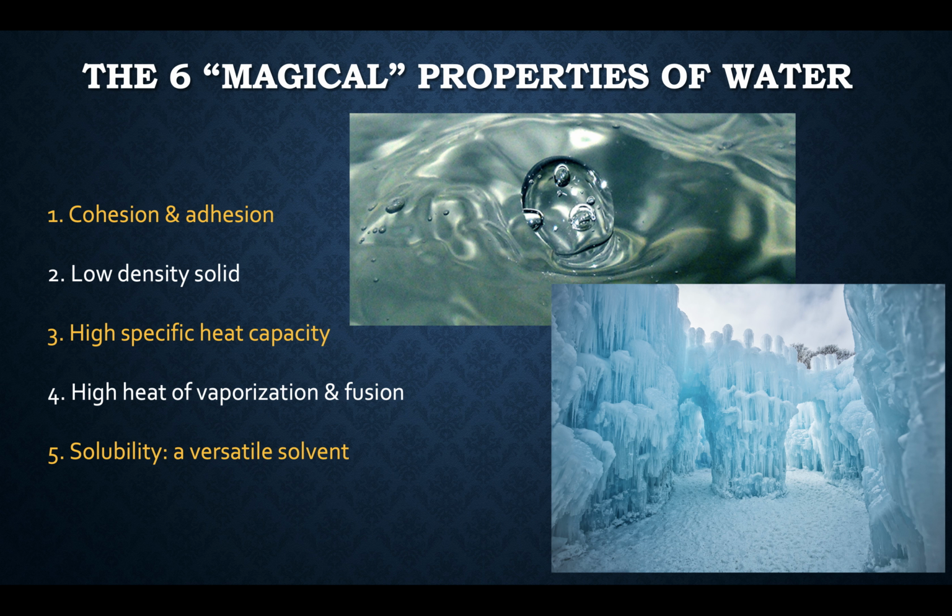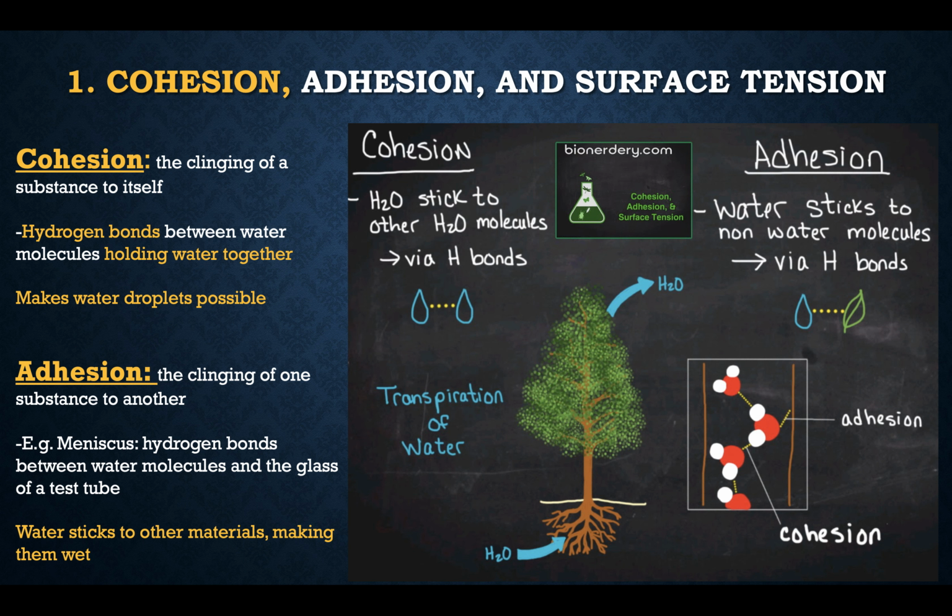Okay, so now let's look at some of these properties. What does this hydrogen bonding lead to that we would see on a macroscopic scale in nature and in our oceans? The first are three properties known as cohesion, adhesion, and surface tension. Cohesion is the ability of a substance to stick to itself. It clings to itself. And this is because the hydrogen bonds between the water molecules are holding that water together. And this is what makes water droplets possible.